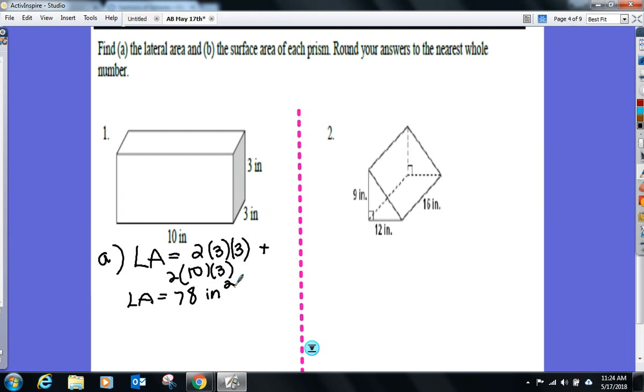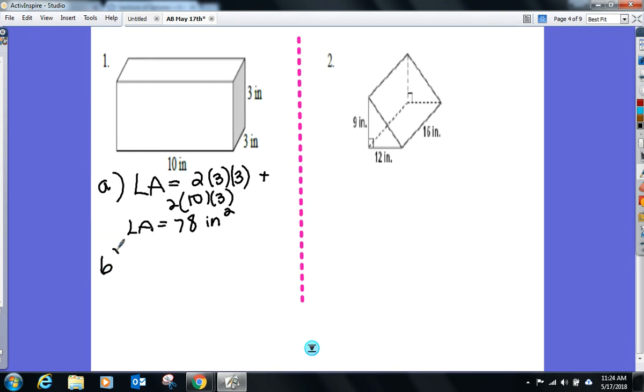Okay, surface area, part B now. Find the surface area. We already did some of the hard work. Do I need to recalculate everything again? No. I'm going to take that lateral area, 78, and now what am I going to do? Find the bases. Add the bases in now. And what are the dimensions of the bases? 10 by 3. And again, how many of them are there? 2 of them. There you go. I don't need to find all 6 again. I just found 4 for the lateral area. I'll just bring it down into the surface area.